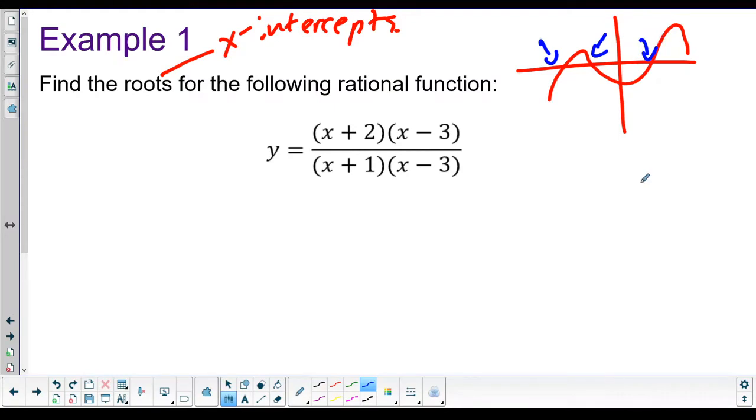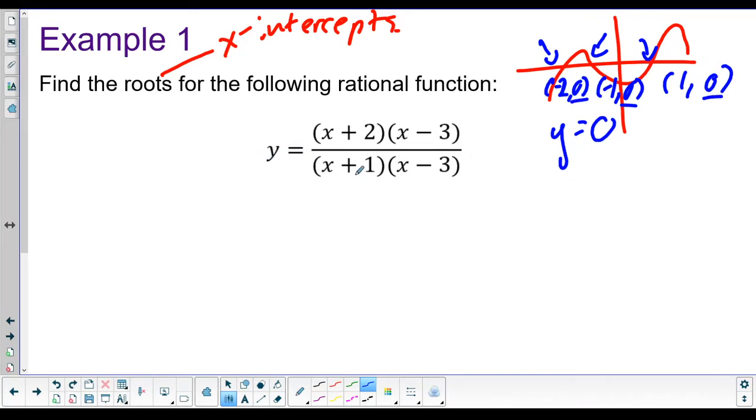And that spot. So a root happens whenever y equals 0. This is -2, 0. This is -1, 0. This is 1, 0. The y is always 0. So what we really want to know is, when does this thing equal 0? To make it equal 0, the top of this function, or the top of the fraction, has to equal 0.